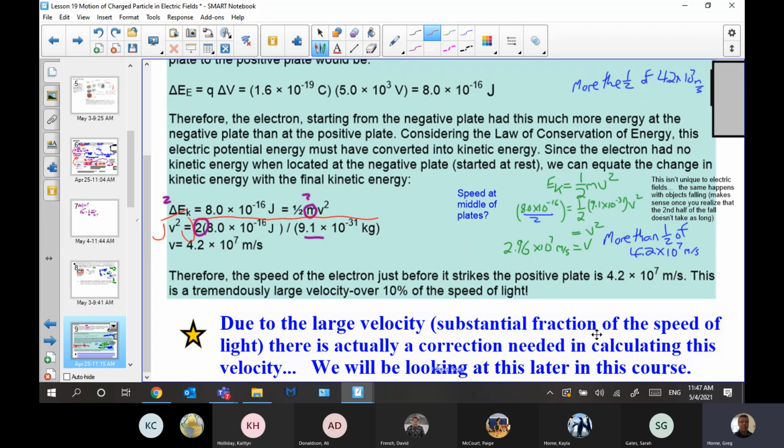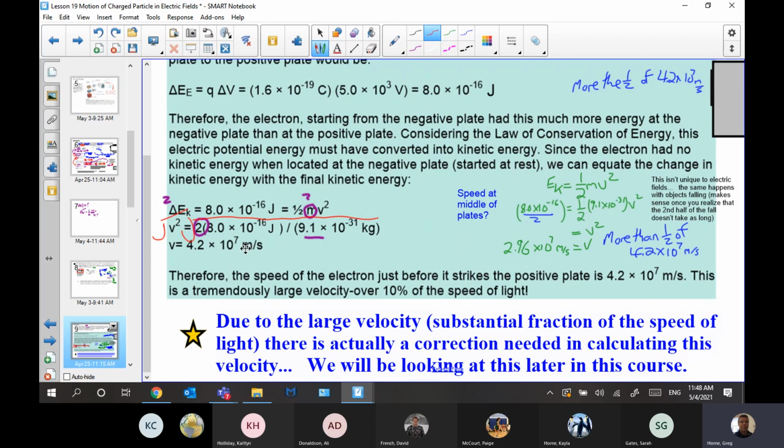So due to the large velocity, since it's a substantial fraction of the speed of light, there's actually a correction needed in calculating that velocity. So we'll actually look at that later in the course. What happens is as it's speeding up, getting really, really fast, special relativity effects start to kick in. And yeah, we'll cover that nicely.